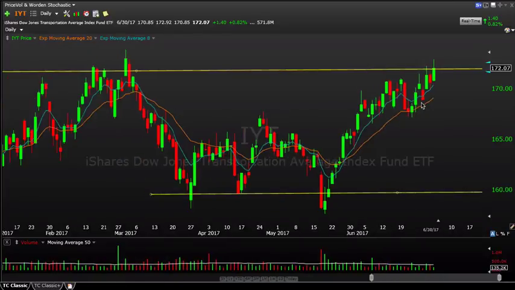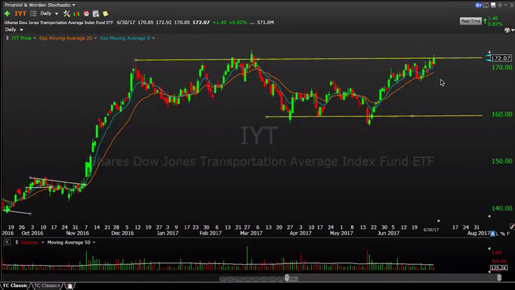So it's had a nice period of consolidation. Let's see if it can continue to work itself higher. Again, you can see not quite a daily closing high, but pretty close. So IYT, I like it. Keep an eye on some of the components in that space.